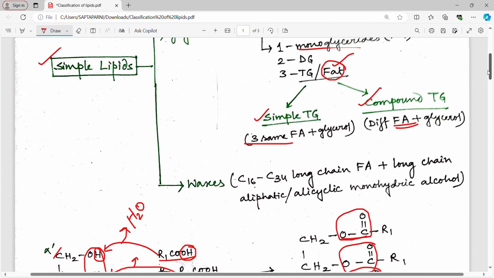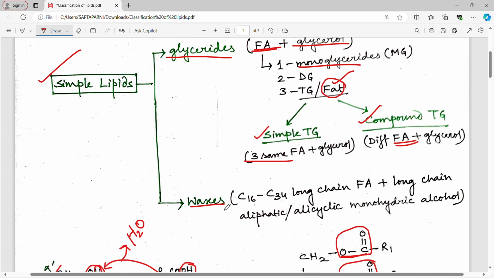Now there is another type of simple lipid that is known as wax. In wax, there are fatty acids, but those fatty acids are quite long in chain. C16 to C34 carbon containing fatty acids form the ester bond with long chain aliphatic or alicyclic monohydric alcohol. That means in this type of alcohol, unlike glycerol, there will be only one hydroxyl group, one OH group. In glycerol, we know there are 3 OH groups.